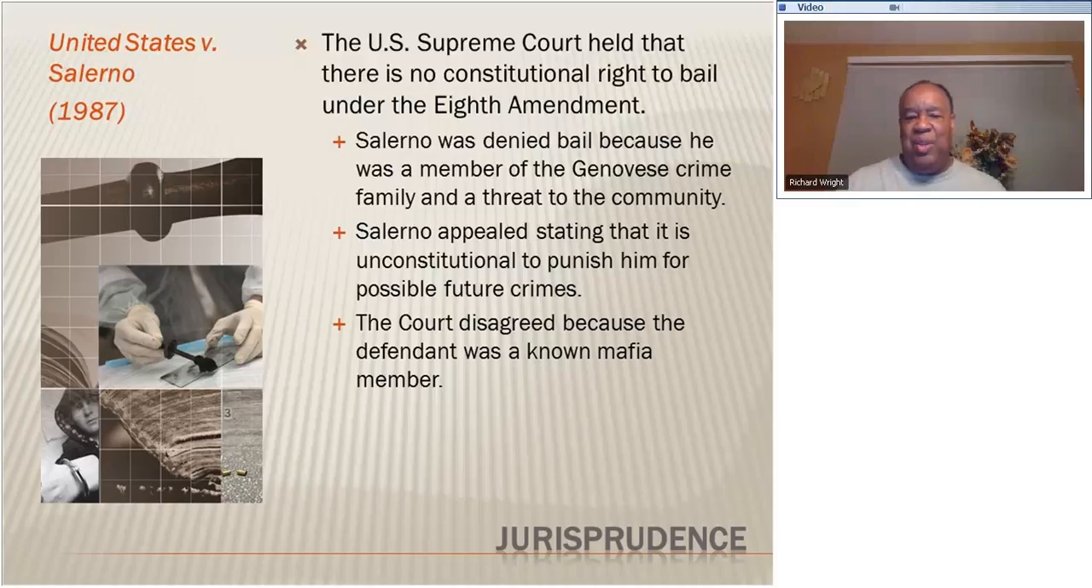Salerno appealed, saying that it's unconstitutional to punish him for things that might happen in the future. The court says, no. This individual was a known mafia member, and therefore he is not entitled to bail because he's a danger to the community, and there's a possibility that he can flee. So as a result, bail is denied in those situations. So it doesn't just apply to those, but it applies to other offenses.